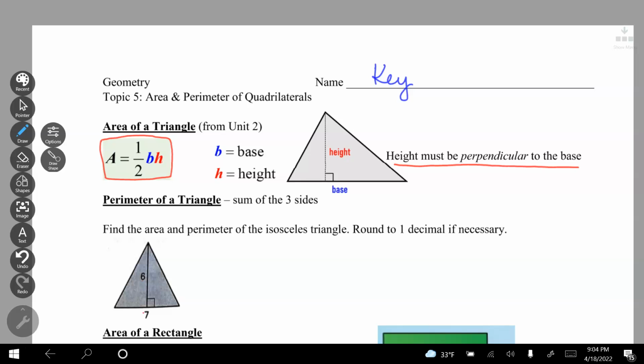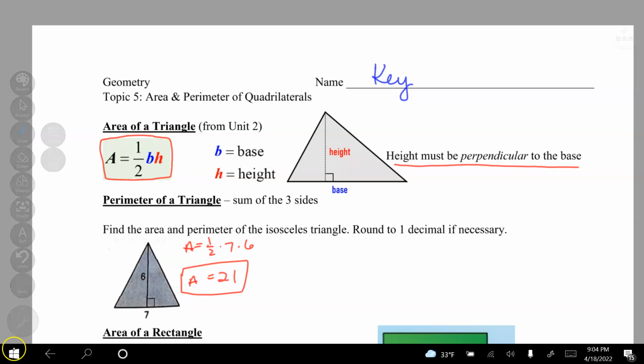The height is 6, the base is 7, so my area is 1/2 times 7 the base times 6 the height. So this area is equal to 21 square units. And then we have to do the perimeter. We have to figure out what the sides are. Well, we know the bottom side is 7. It is isosceles, so we should be able to use the Pythagorean theorem to find the missing sides.